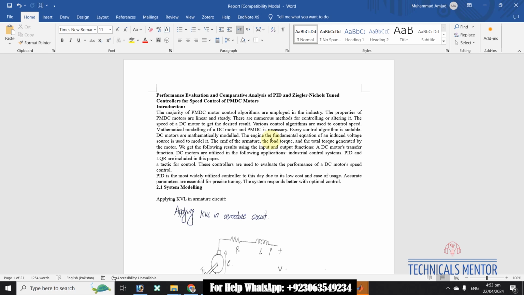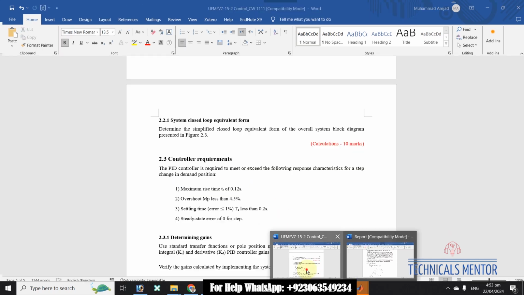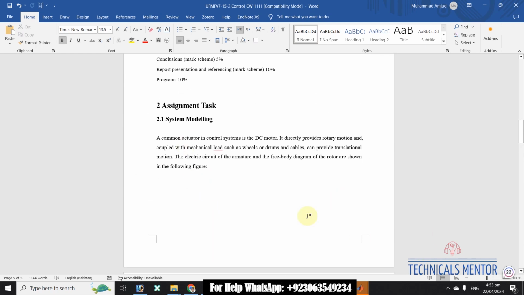DC motors are used in applications like industrial control systems. PID and LQR are included as control tactics. These controllers are used to improve the performance of DC motor speed control. PID is the most widely used controller to this day due to its low cost and ease of use. Accurate parameters are essential for precise tuning. So, our first task is system modeling.